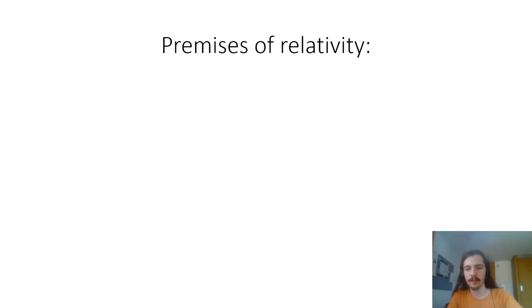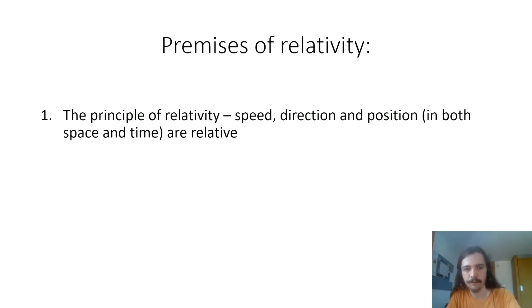Special relativity is based on two basic premises. Firstly, the premise after which it's named, which is the principle of relativity. This states that speed, direction, and position, both in space and in time, are relative.